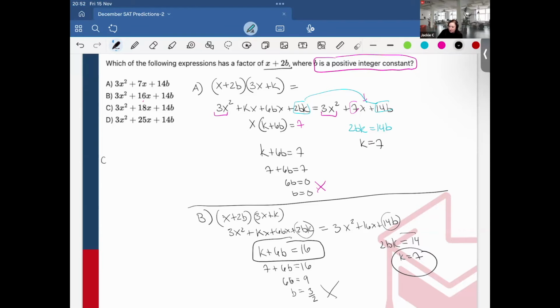So now in C, I would just do that. I'd be like, okay, so k plus 6b, and just to put it even simpler, let me just write it: k plus 2b is equal to 18. And again, I know my 7 plus 2b is equal to 18. So 2b equals 11. b is equal to 11 divided by 2, which does not give me a positive integer constant.